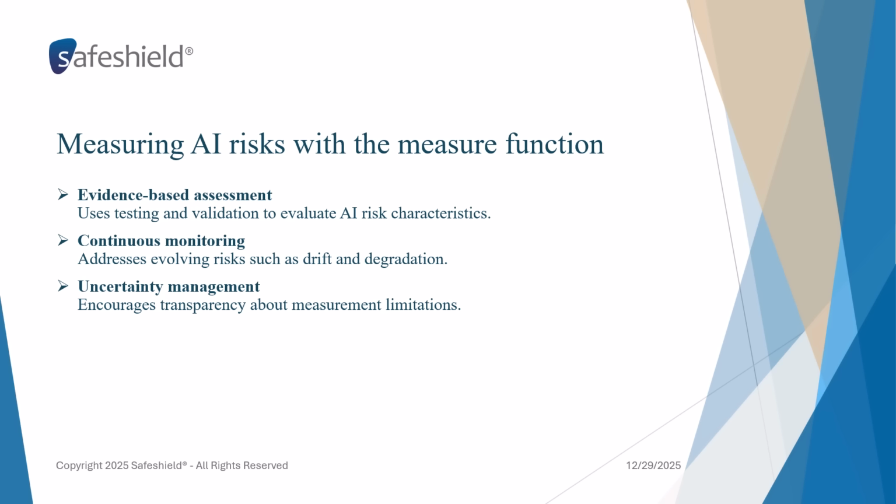Uncertainty is explicitly acknowledged. Measurement results may be incomplete or imperfect, particularly for complex or opaque models. The framework encourages transparency about limitations and confidence levels in measurement outcomes. Measurement supports accountability by generating evidence that can be reviewed, audited, and communicated. Without reliable measurement, risk management decisions rely on assumptions rather than demonstrable performance.